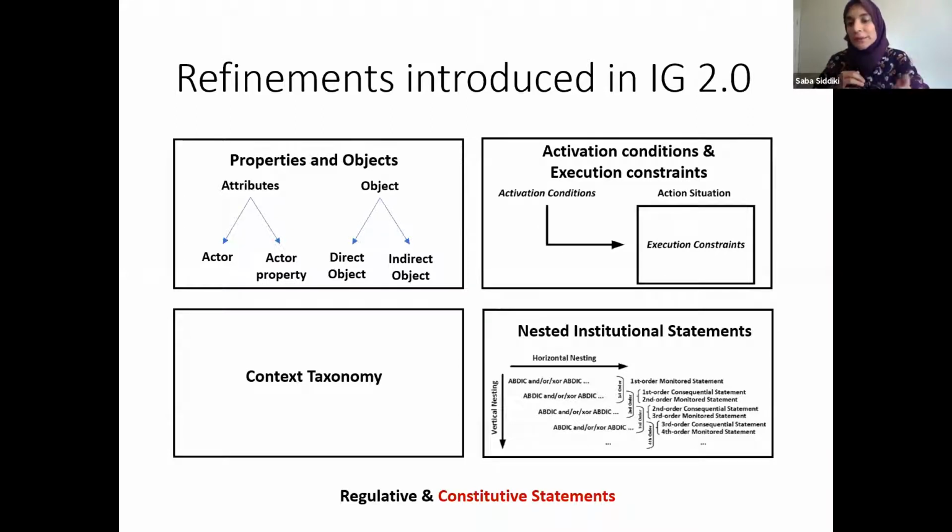So through this vertical nesting within the IG 2.0, we allowed for the characterization of a leading statement that identifies a particular activity, and then an or else consequential statement that nests on this, indicating a payoff associated with noncompliance with this leading statement. And then with this concept of horizontal nesting, we allow for the characterization of logical relationships between institutional statements and the actions that embed within them. So these are some of the key refinements.